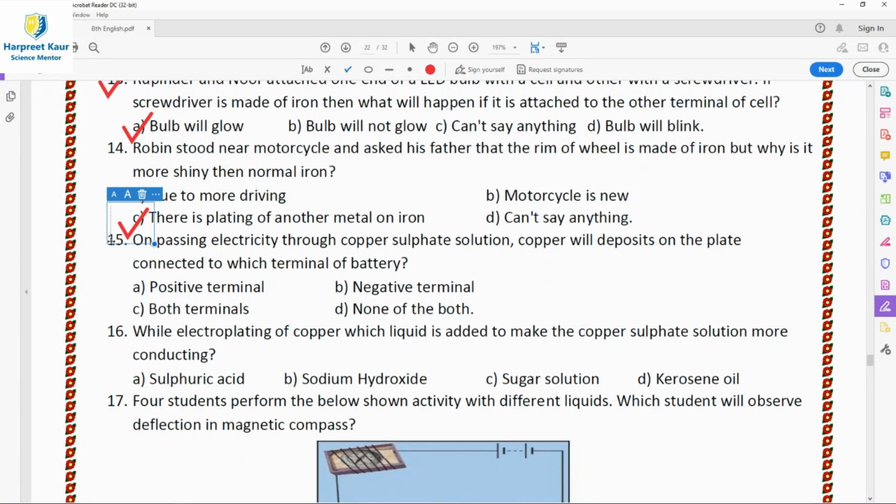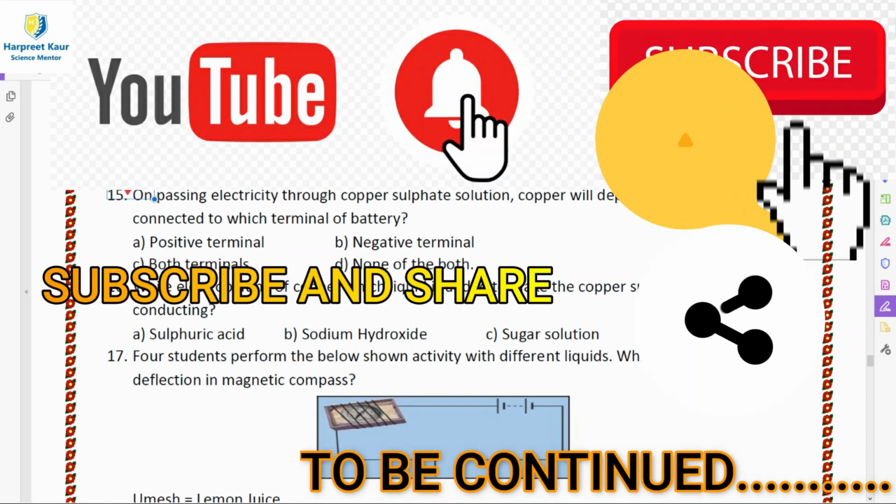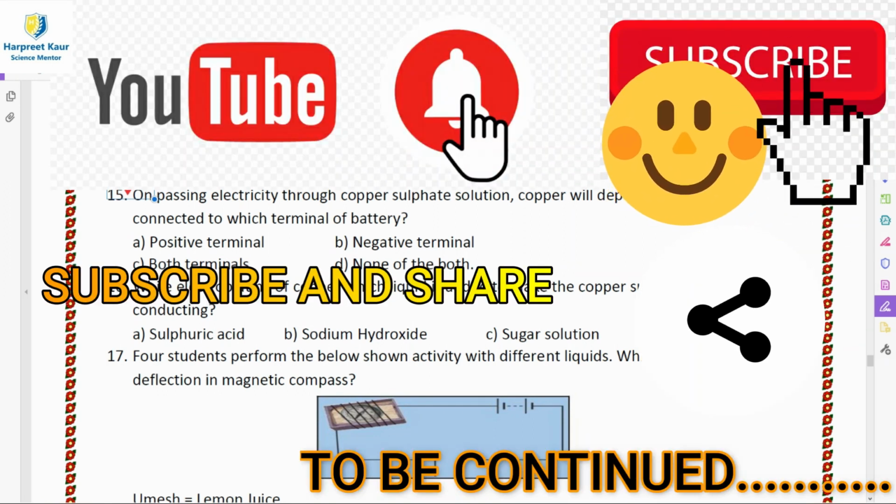Then moving on to question 15. On passing electricity through copper sulfate solution, copper will deposit on the plate connected to which terminal of the battery? Children, the copper sulfate solution has copper metal in the dissolved form, meaning copper sulfate solution consists of free positively charged copper ions and negatively charged sulfate ions.